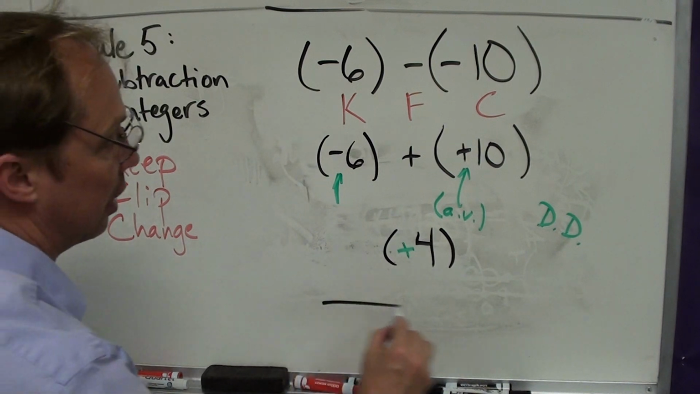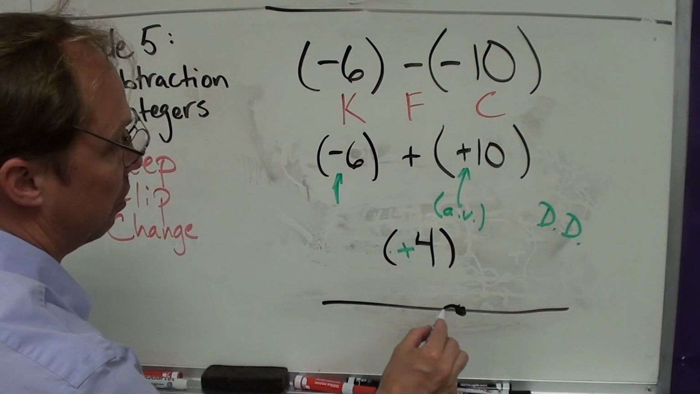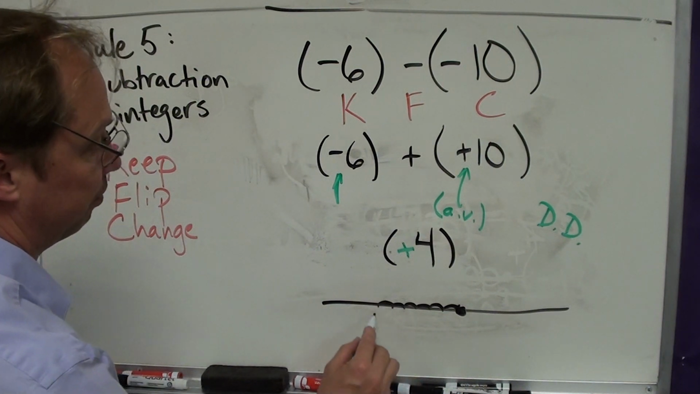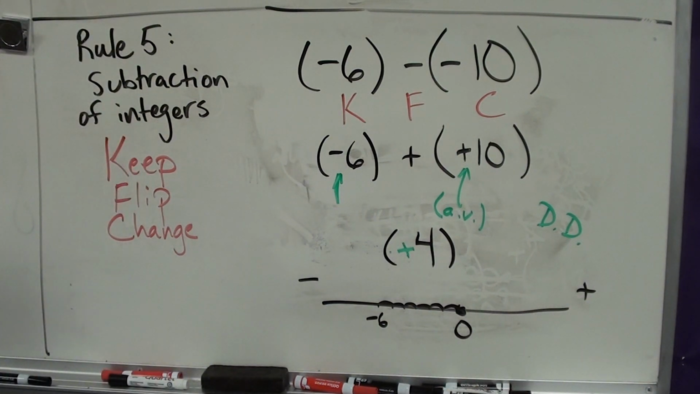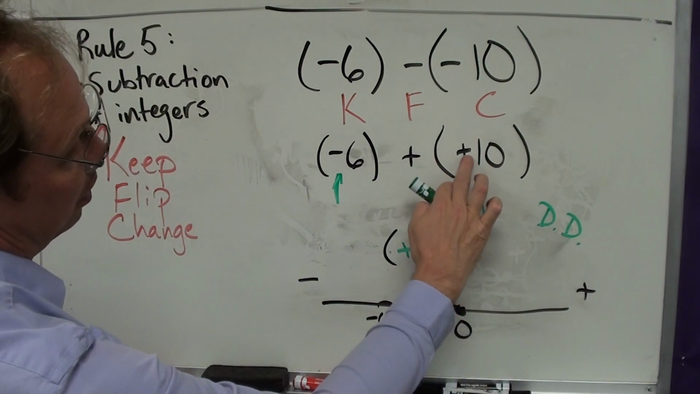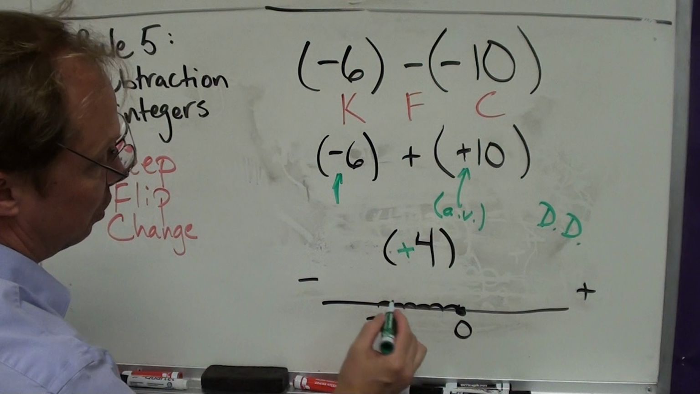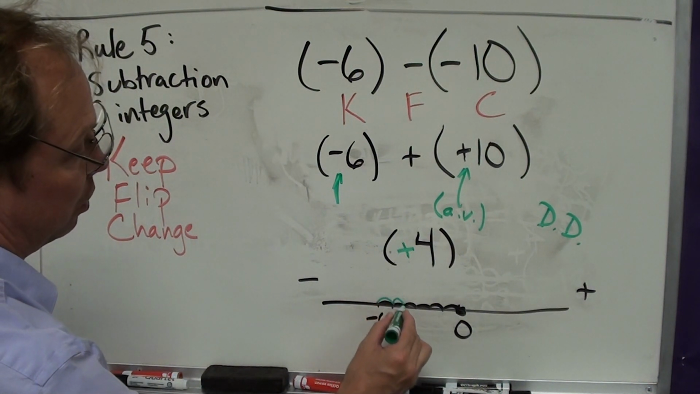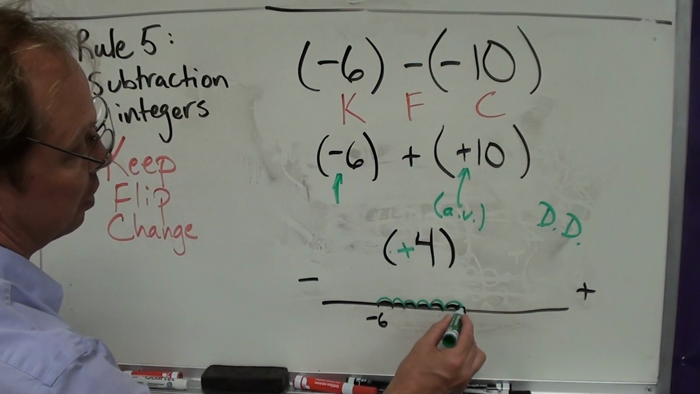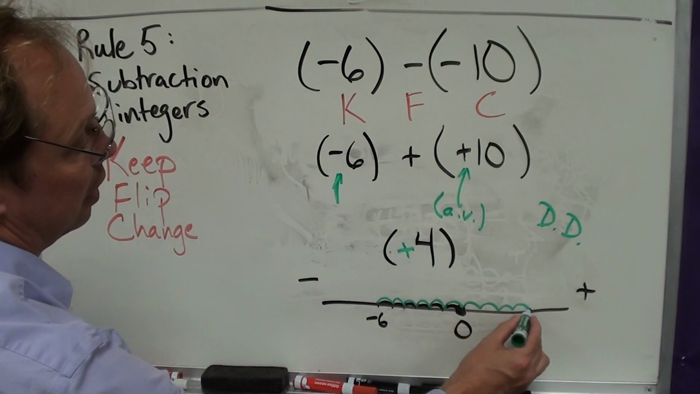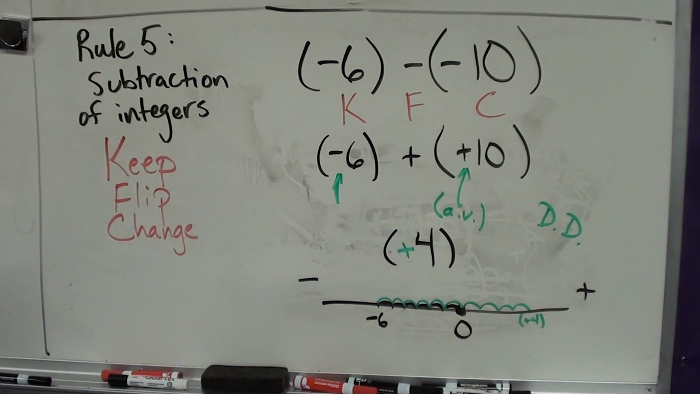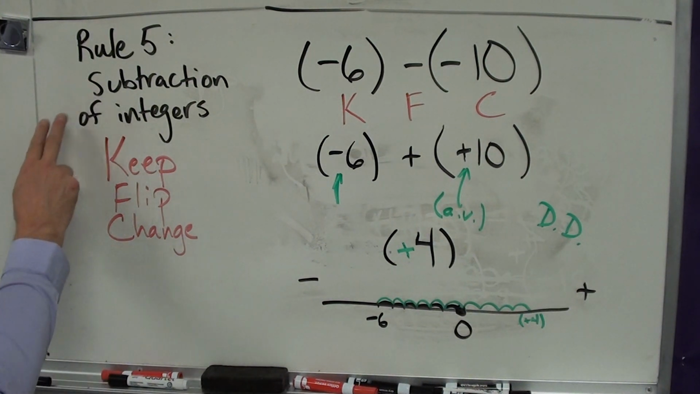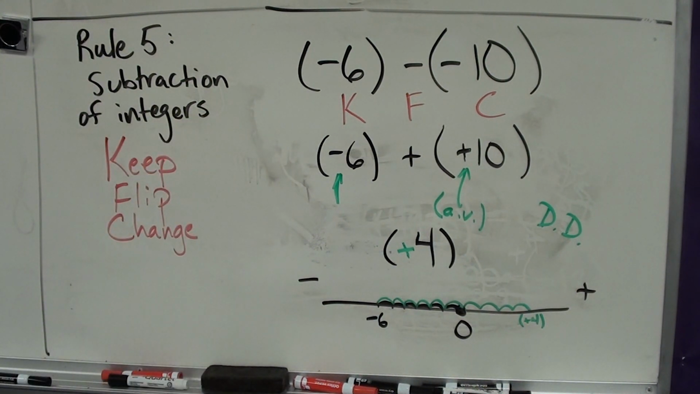I can see the effects again on a number line. If I'm at negative 6, 1, 2, 3, 4, 5, 6, negative direction, positive direction. If my second event is that I move in the positive direction 10 units, I'll use green to represent that. 1, 2, 3, 4, 5, 6 to 0, 7, 8, 9, 10. That takes me to positive 4. So that's how we use KFC, rule number 5 in the subtraction of integers, to help us make the subtraction of integers more tolerable.